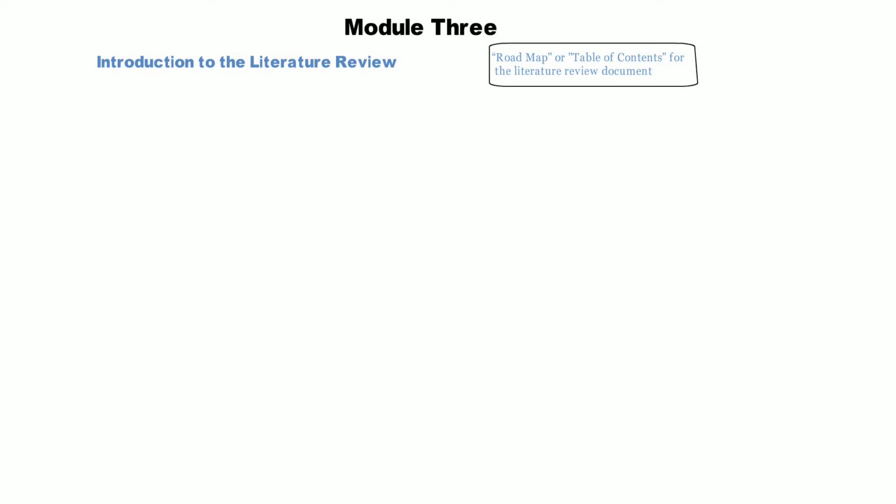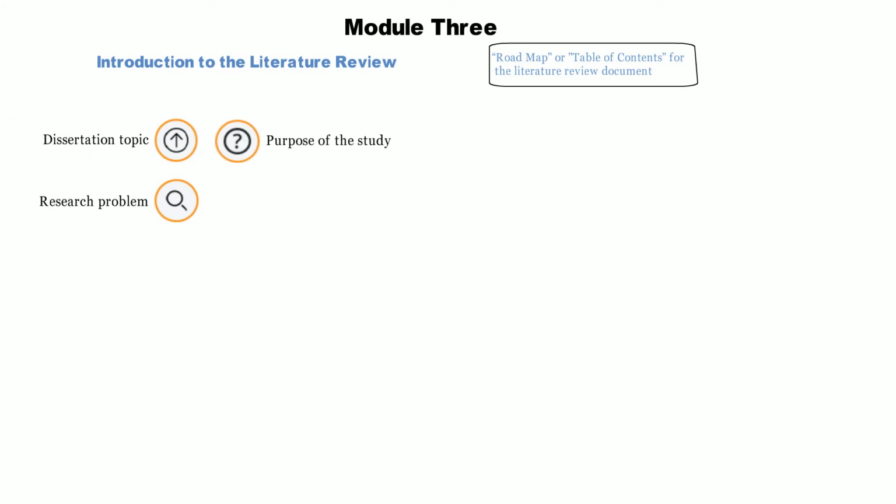Module 3 focuses entirely on writing the introduction to the literature review. Researchers agree that the introduction serves as a brief roadmap or table of contents for the literature review document. It guides the reader to what lies ahead, how this literature is organized, and summarizes most of what you have already written. Therefore, the introduction includes the dissertation topic, the research problem, the purpose of the study, stating specific reasons why you undertake this research study and why your research is worthy of scientific study and your time.